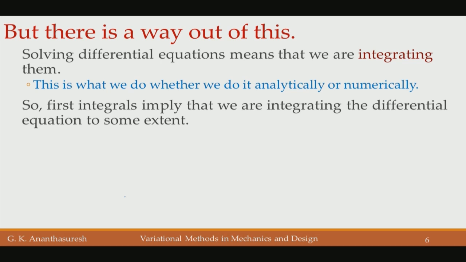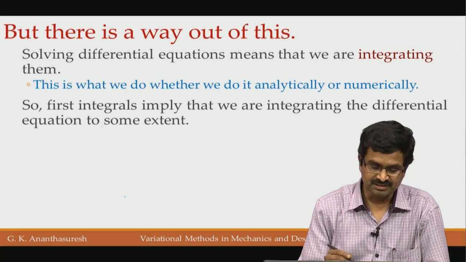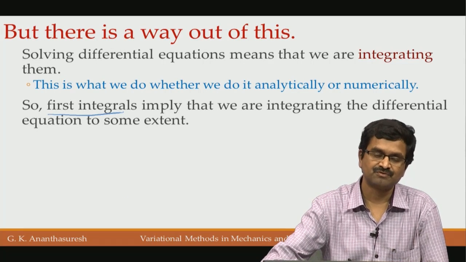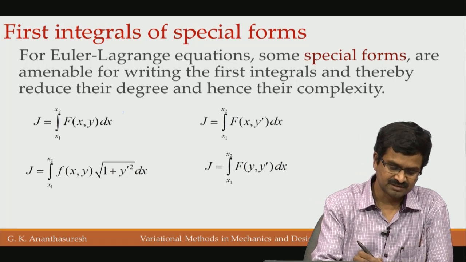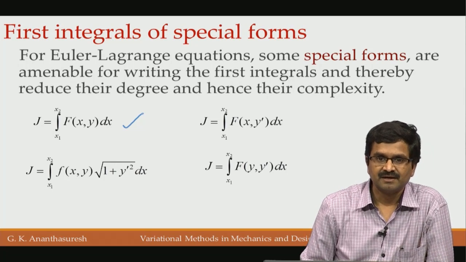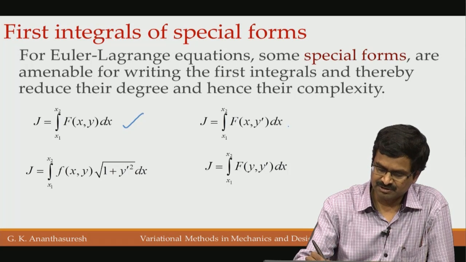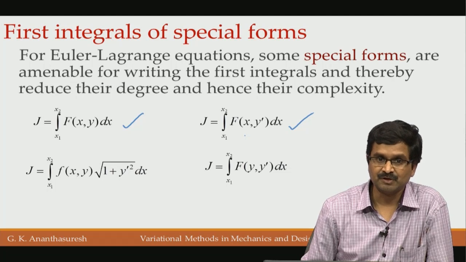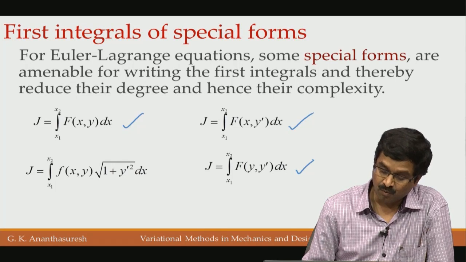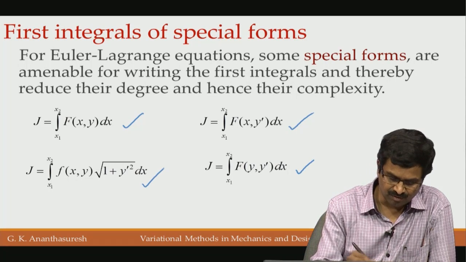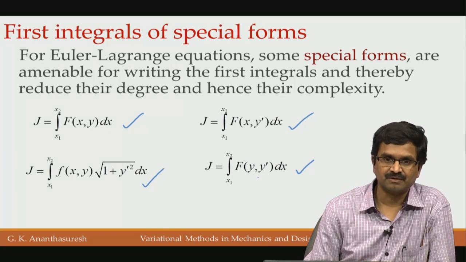Okay. So, to do it analytically, we need to look at a few special forms that enable you to do this analytically by computing these first integrals. These are the special forms for which you can do it easily. There is this first special form where the integrand depends on x and y only, there is no y prime, nothing, just x and y. There is another one which depends on x and y prime only, there is no y. There is this third one where we have y and y prime, no x. The fourth form has x, y and y prime, all three.